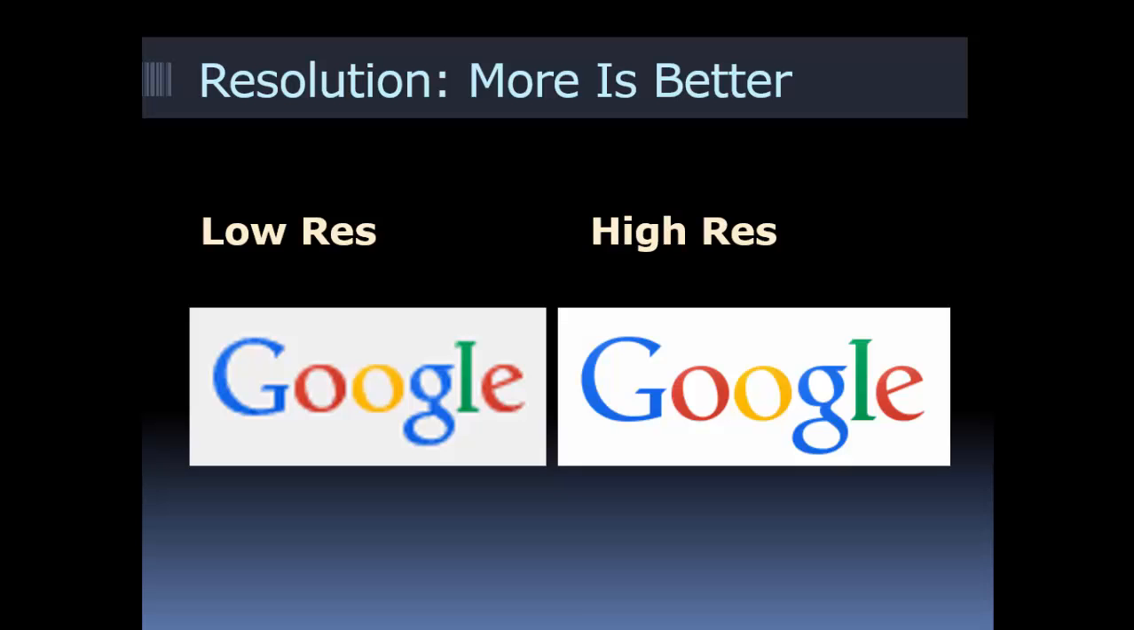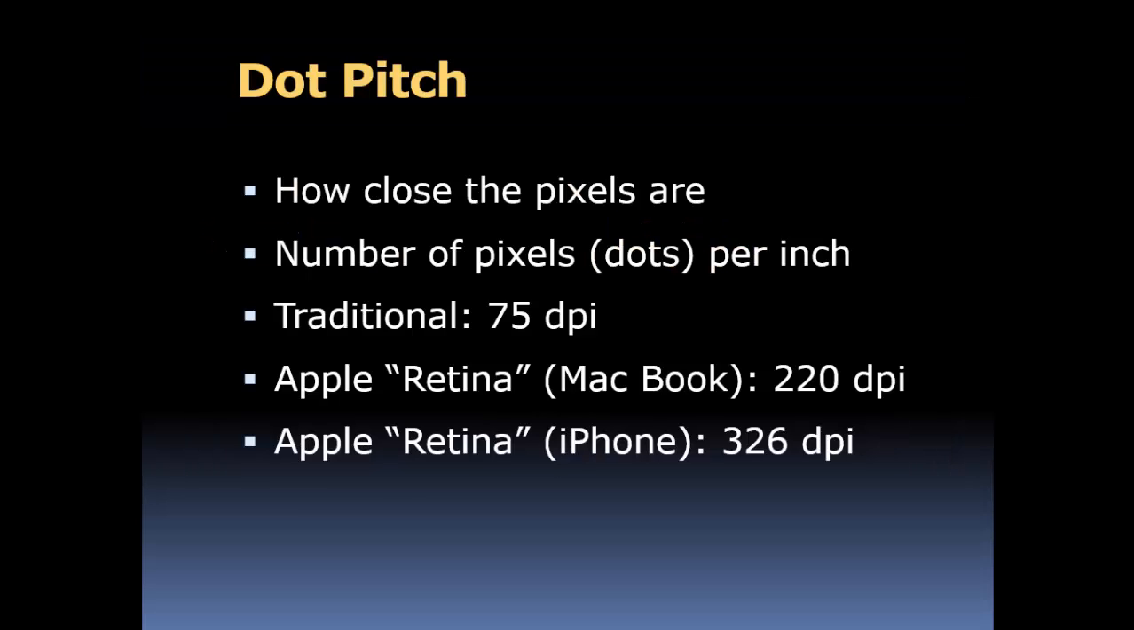See the big difference between the two. And now, if you put more pixels on the screen, those pixels have to get smaller. And we measure the size of those pixels pretty much by the pitch, the number of pixels per inch. And for years and years, most computer displays have been at 75 dots per inch.